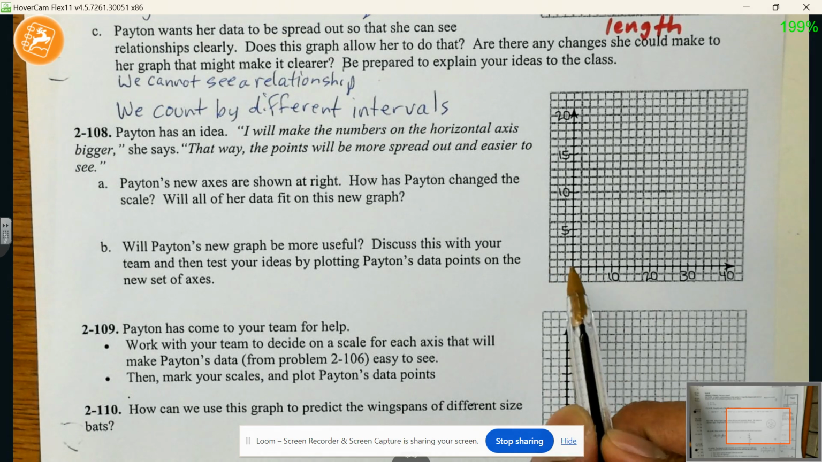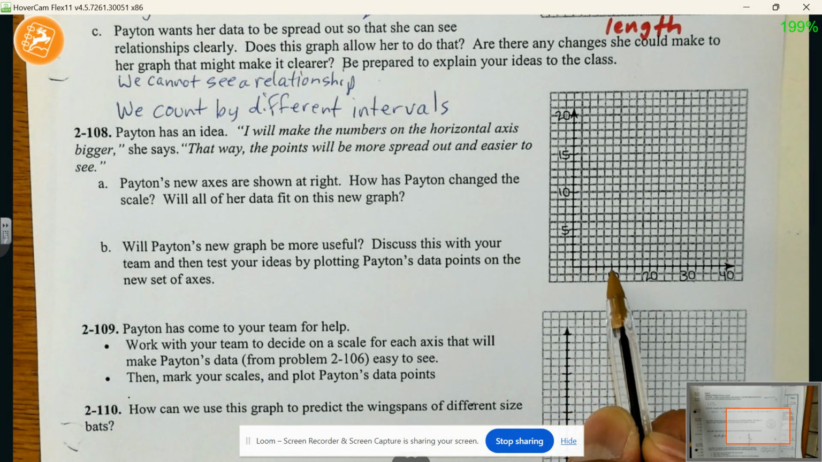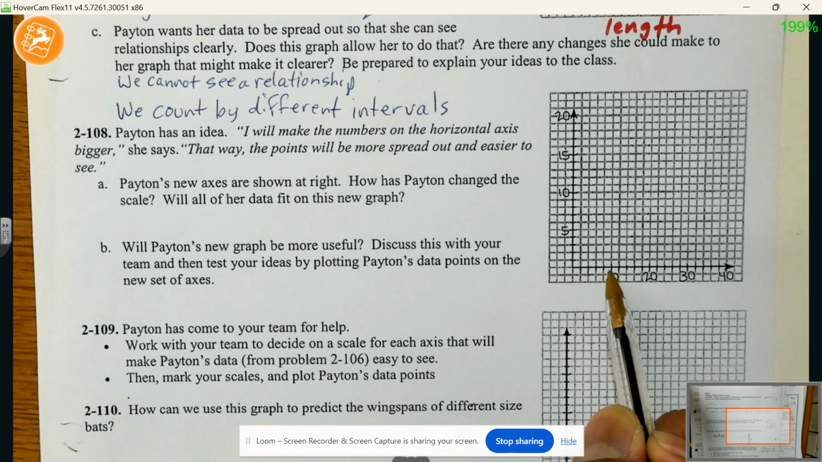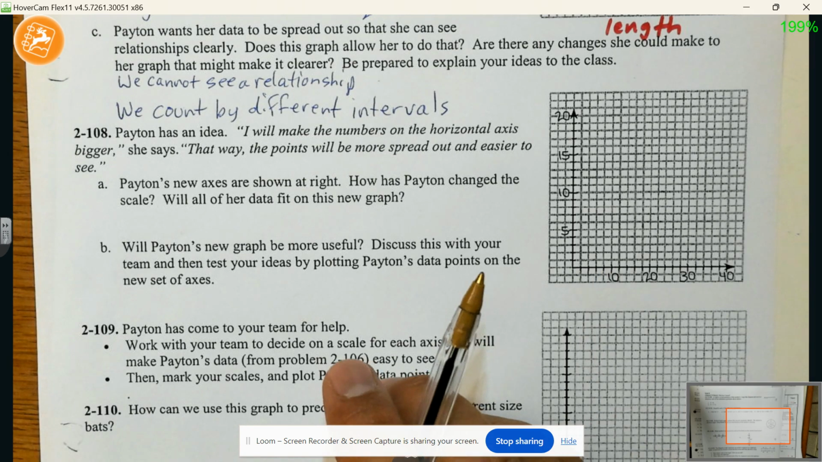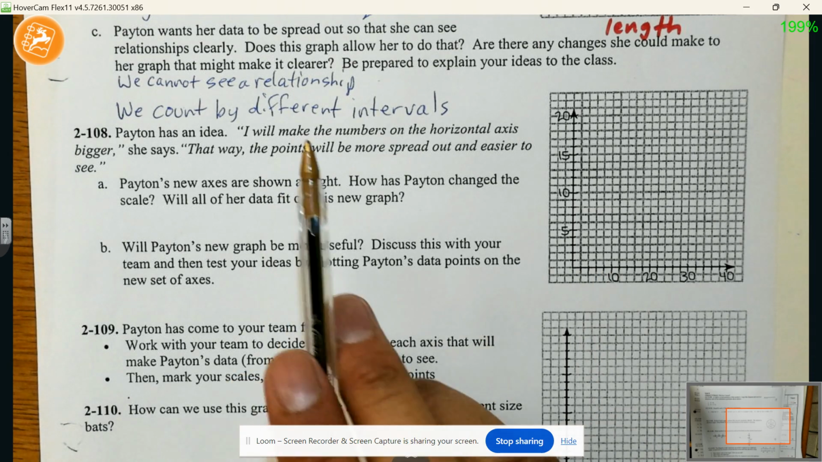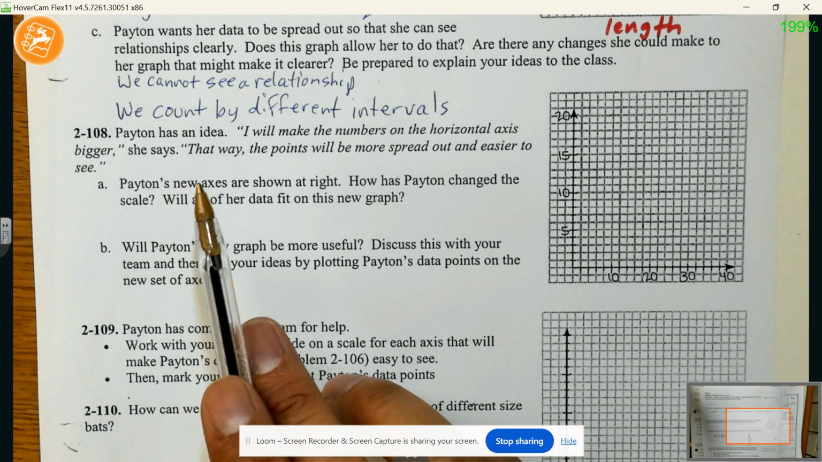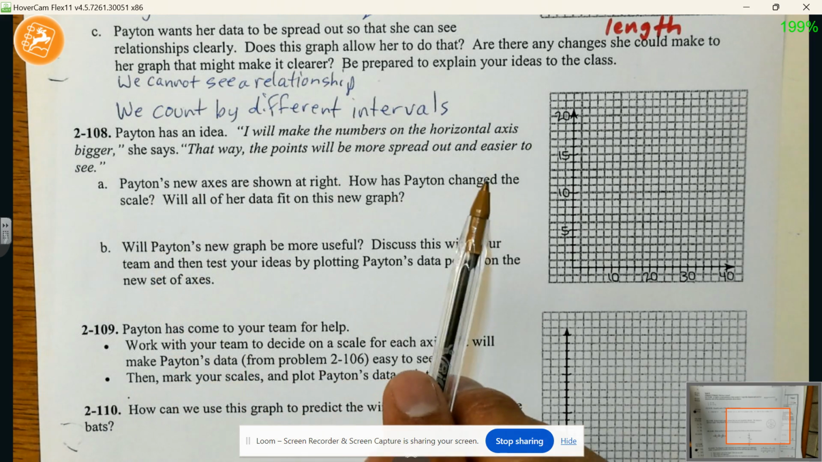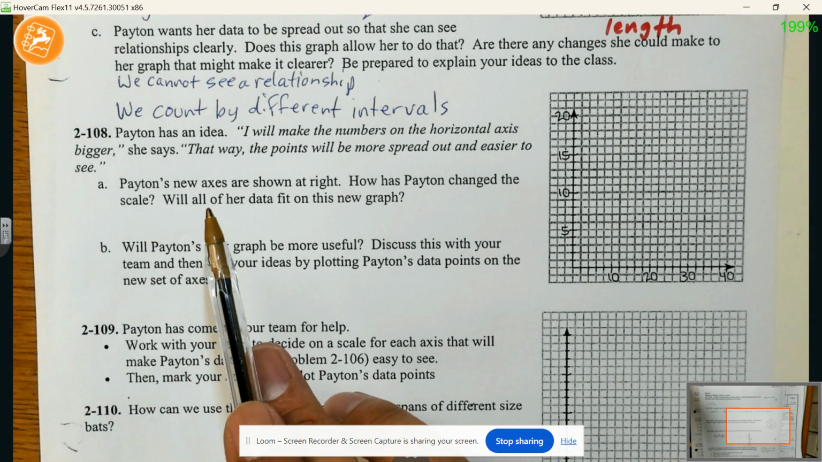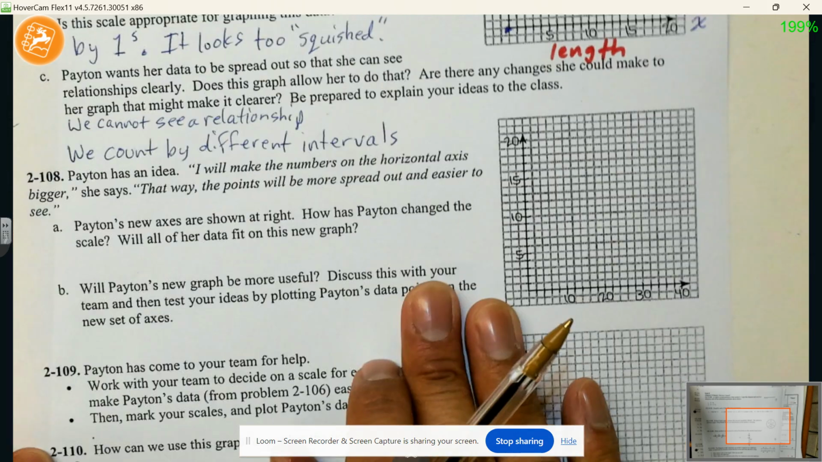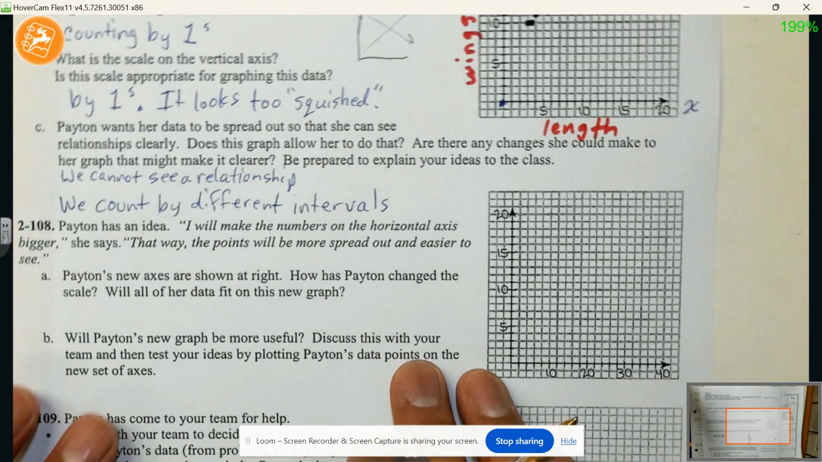So we can see this is 10 right here, so she must be counting by 2, 4, 6, 8, 10. She's now counting by twos. Okay, so she's using a bigger number, and that's going to be her interval. So Peyton's new axis is shown at the right. How has Peyton changed the scale, and will all of her data fit on this new graph? So let's see how this new scale has changed it.